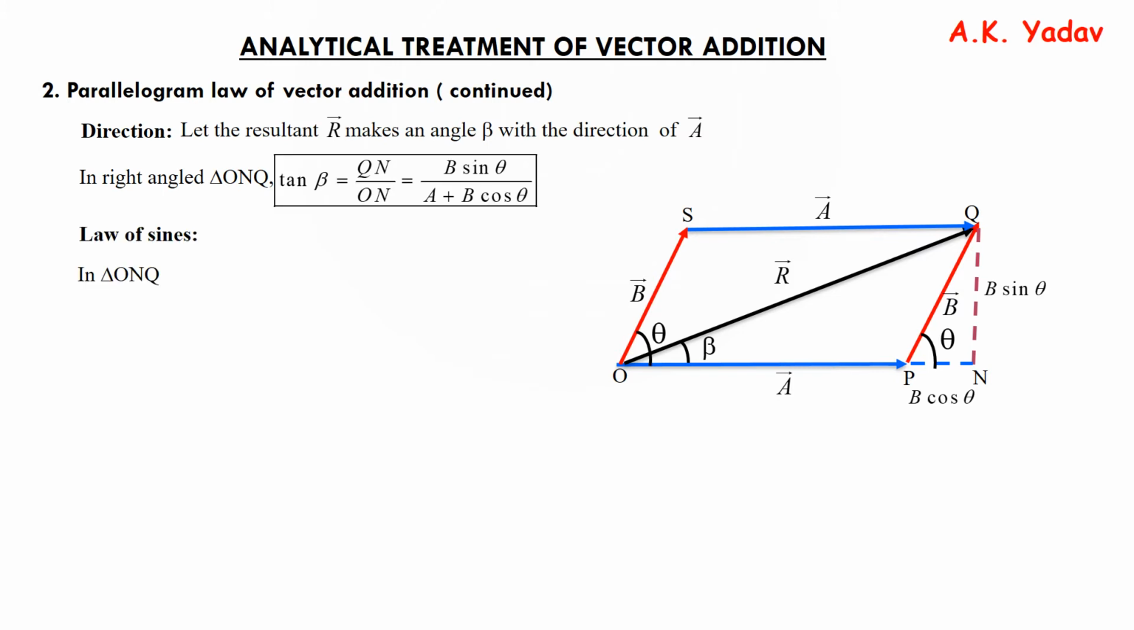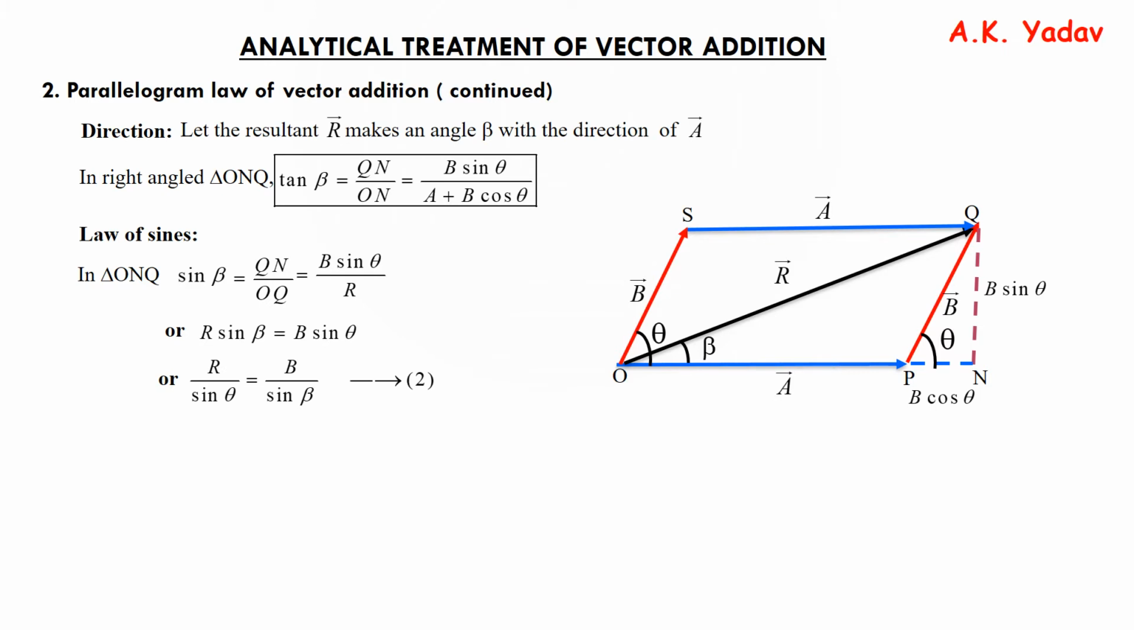So let us find out what this law of sines is. In triangle ONQ, sine beta is equal to QN by OQ, which is B sine theta upon R, or can I write R sine beta is equal to B sine theta, or can I write R upon sine theta is equal to B upon sine beta. Let me name this as equation number 2. Now let us draw PM perpendicular to OQ and let the resultant make an angle alpha with vector P.